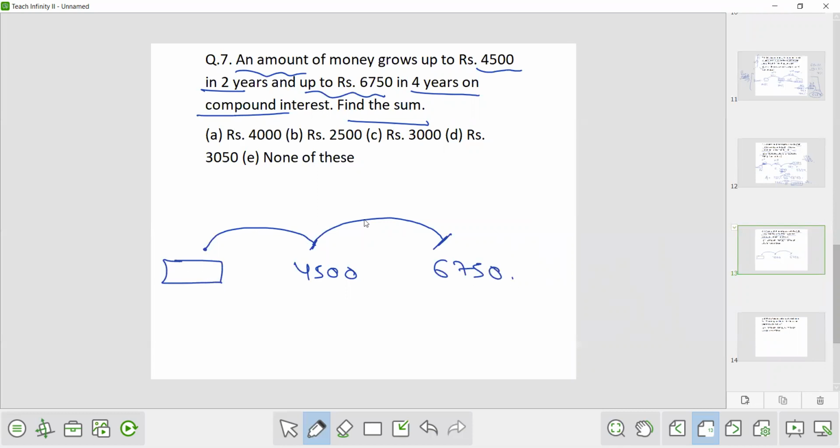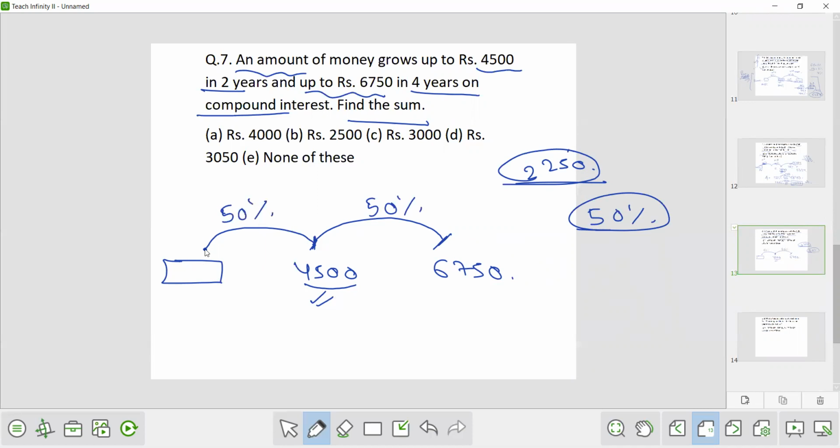So what is the growth in 2 years? The growth is 2,250. Now this 2,250 is how much percent of this 4,500? It is 50%. Now here after every 2 years the growth is 50%. So here also the growth will be 50%. That means after every two years the principal gets increased by 50%, that is, it becomes 150%. So 150% is equivalent to 4,500.